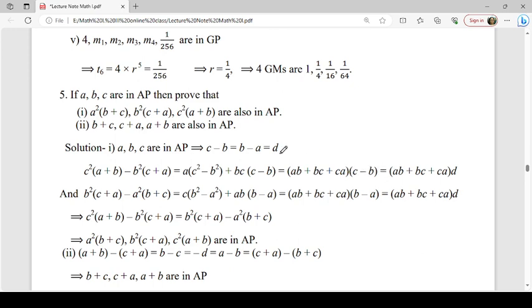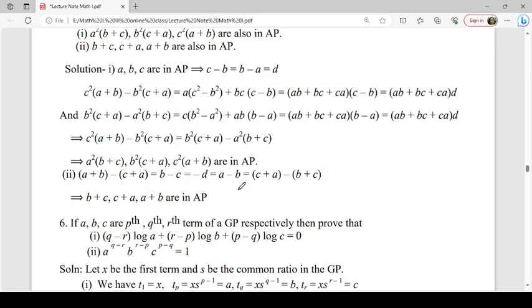Then C minus B is D. We are placing this as D, and this is AB plus BC plus CA. Similarly, this is also the same: we are taking B minus A common, and because B minus A is equal to D, they are equal, and that is why they are in AP.